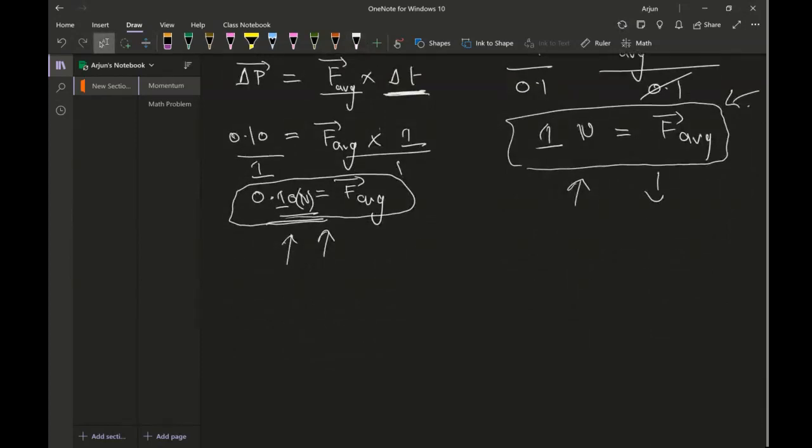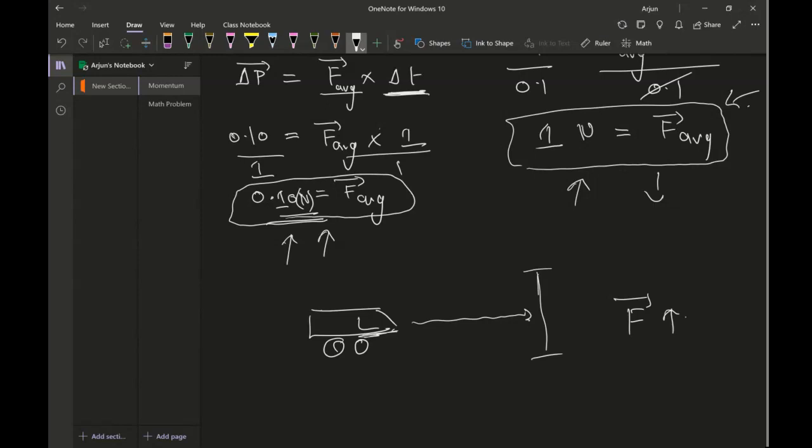Now, where do we use this in real life? In the case of cars, when you drive a car, and let's say this is a wall. If this car hits this wall and comes to rest within a split second, then you will find that the force felt by the driver will be more.